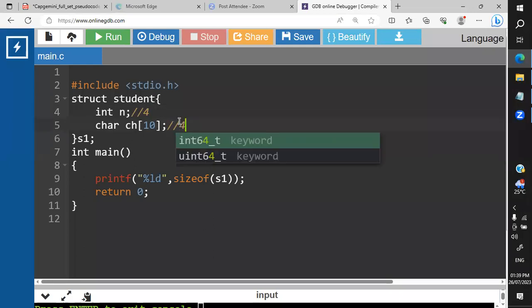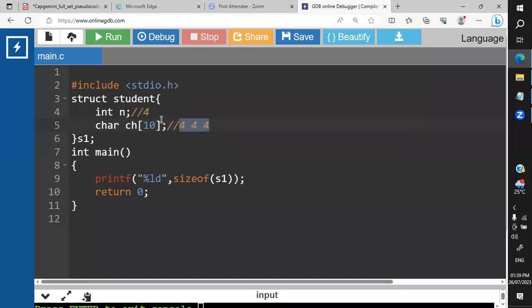First it will allocate 4. Is it sufficient? No. It will allocate another 4. Is it sufficient? No. It will allocate another 4. Is it sufficient? Yes. So what is the total memory as of now? Here it is 12 for the character array and here it is 4. So the total is 16. Understood that? Is it clear now? Any questions? I hope it's clear.